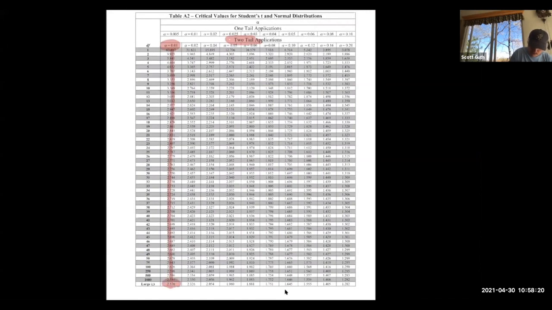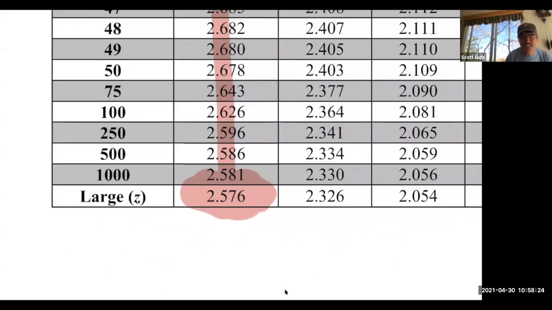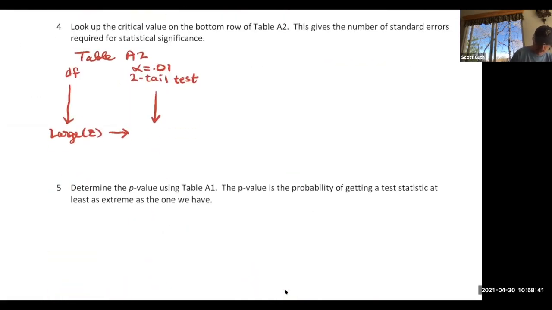So you can see what's required with a small alpha. It requires high significance. So 2.576 standard errors are statistically significant in this case. It's just going to be really hard to do. Any questions? So again, it's 2.576 standard errors. That's what's required for significance.